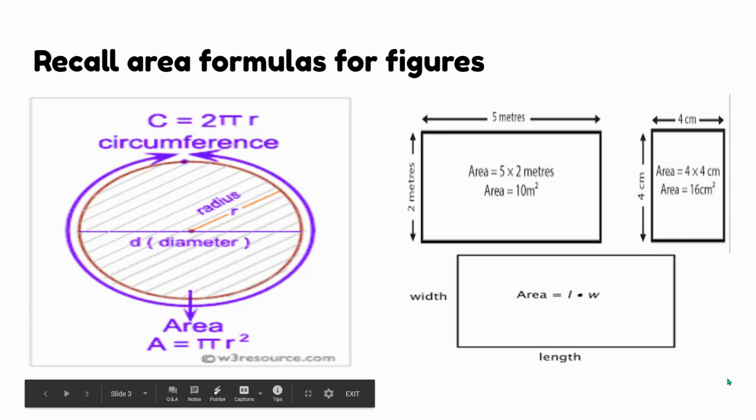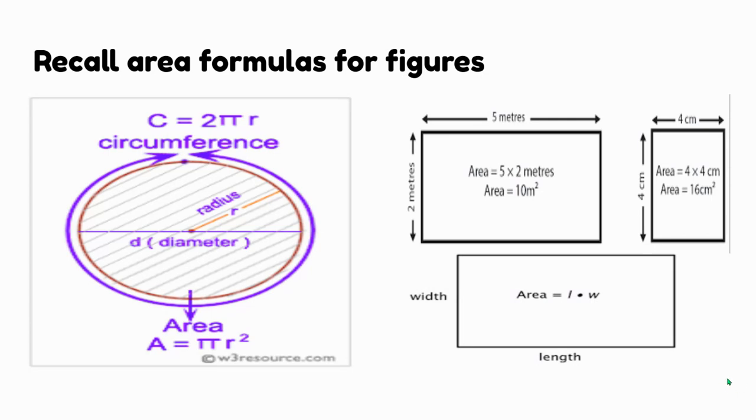Let's recall area formulas for the figures that we have to worry about here. The circumference of a circle is 2 pi r. The area of a circle is pi r squared. If you're finding the area of a square or of a rectangle, it's length times width.